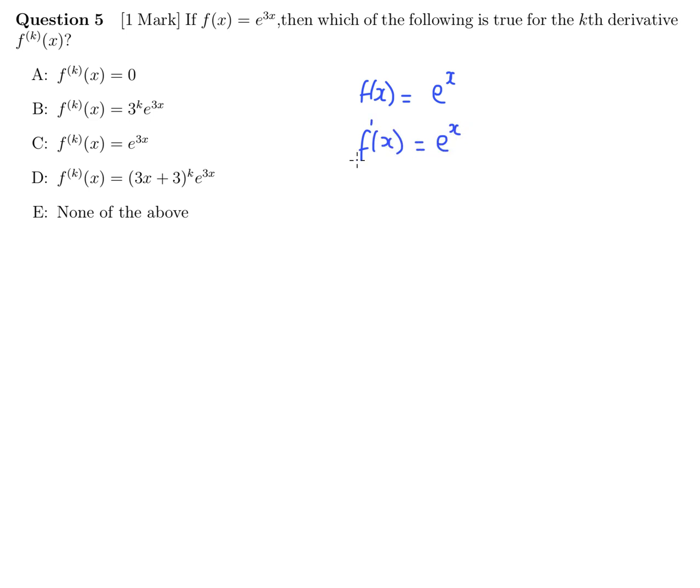So for e to the kx, if we differentiated this k times, that means 3 times or 4 times or 5 times or however many times, e to the x would just be e to the x again. The 3 makes us have to use the chain rule that we've talked about before. So if we have a 3 in here now, we use the chain rule, which says we pretend this is an x and differentiate. So initially it would just be e to the 3x, but then we have to times by what we get when we differentiate this thing here that we pretended was an x.